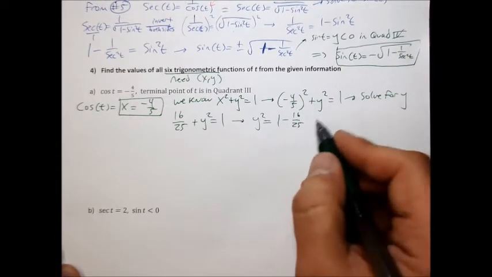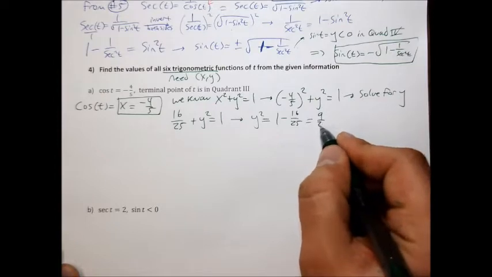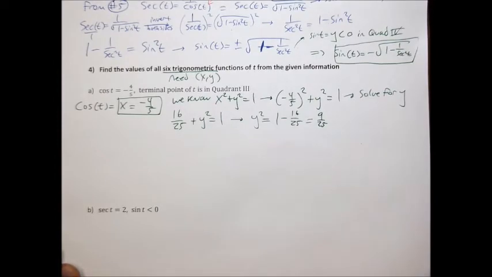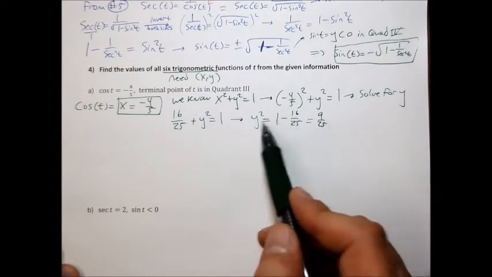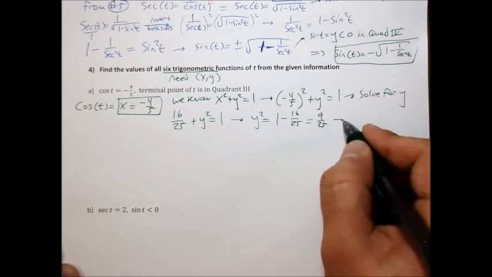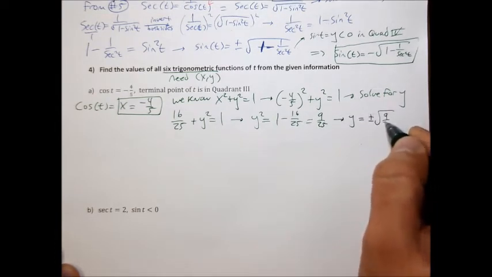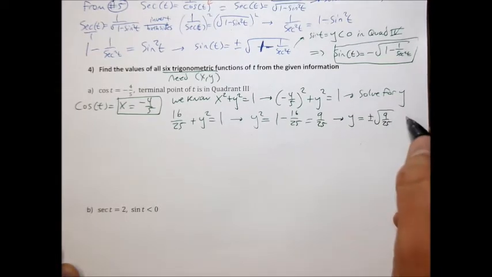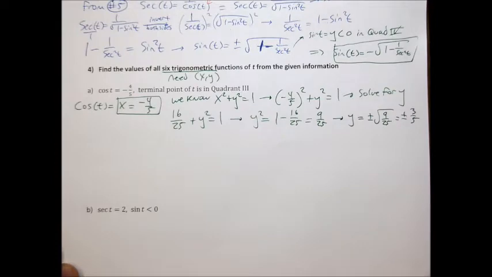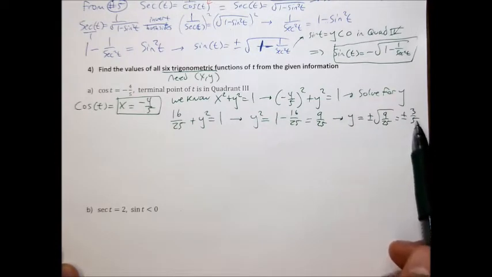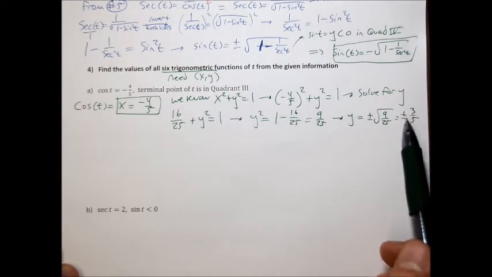And when we do that subtraction, we get 9 over 25. And so then when we take a square root of both sides, we get that y equals plus or minus square root of 9 over 25, which is plus or minus 3/5. And so this is our y value, but we need to pick one, plus or minus.